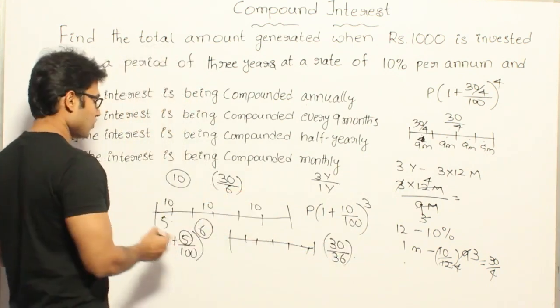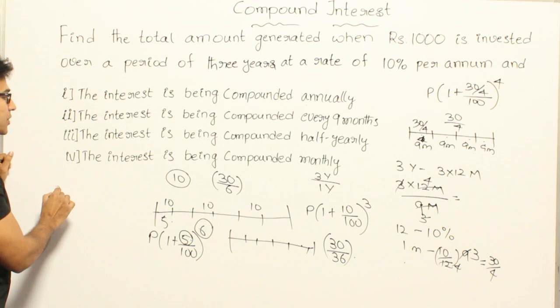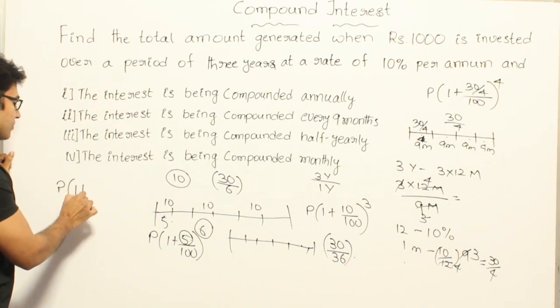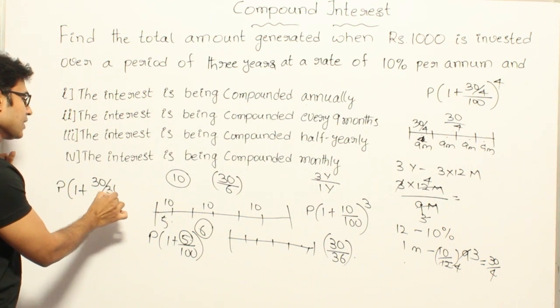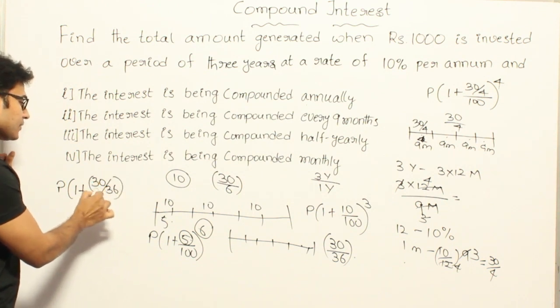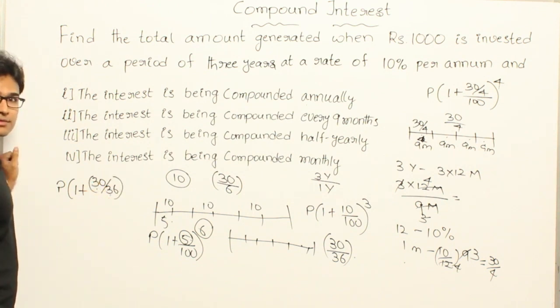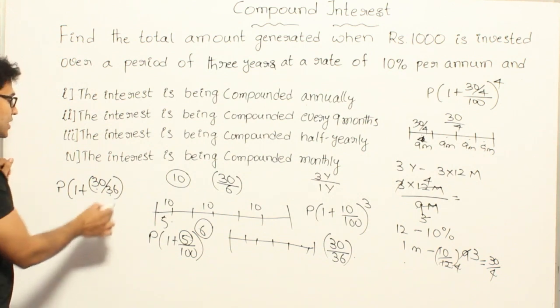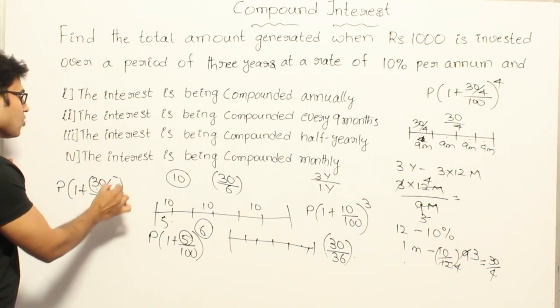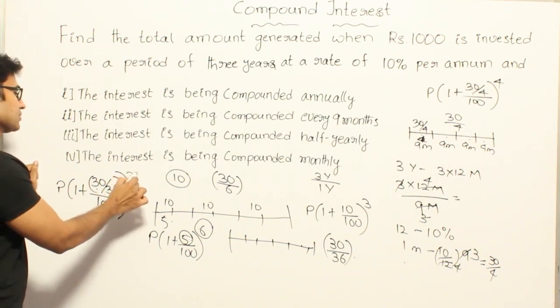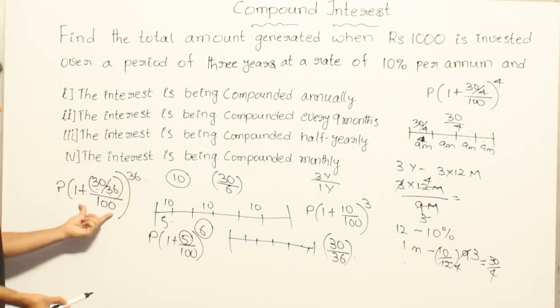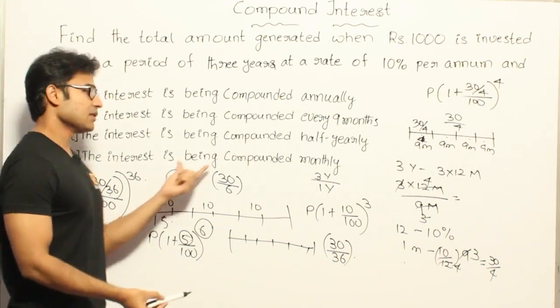Got it? Therefore the answer for the fourth one is going to be P into 1 plus the rate per slot is 30 by 36 by the total rate is 30 and the number of slots will be 36. In 3 years there are going to be 36 slots, divided by 100 whole power. How many slots are there? 36. So this is the interest you are going to get if you are going to do it monthly.